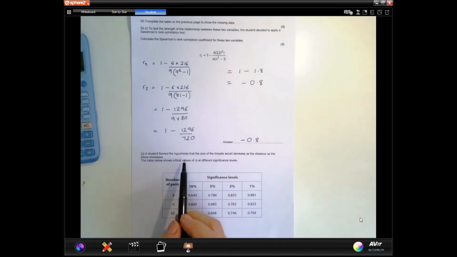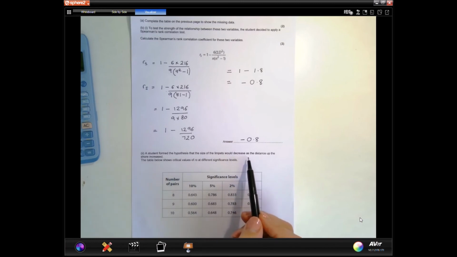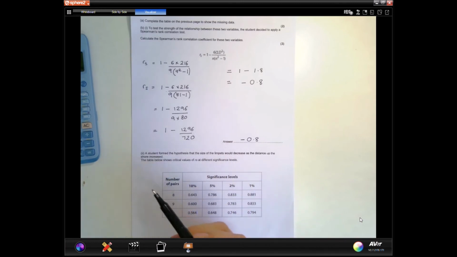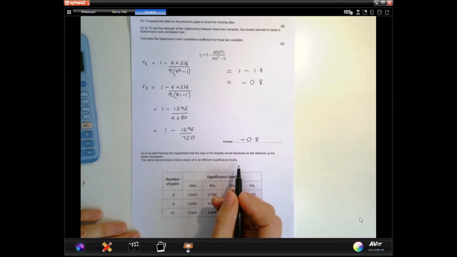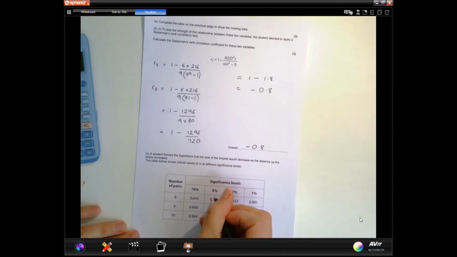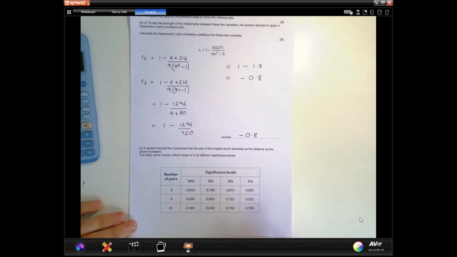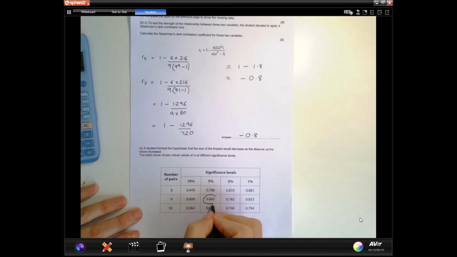A student formed a hypothesis that the size of the limpets would decrease as the distance up the shore increased. Now this is slightly different from what we've been doing. This is an actual hypothesis, not a null hypothesis, so we have to look at the statistical data slightly differently. Critical values at different significance levels. Always the 5% significance value. Remember what I said, we don't take one away for this one. We do for the t-test, and we do something called chi-squared, which we'll do later, but for this it's just 9 pairs of data. So this is our critical value.